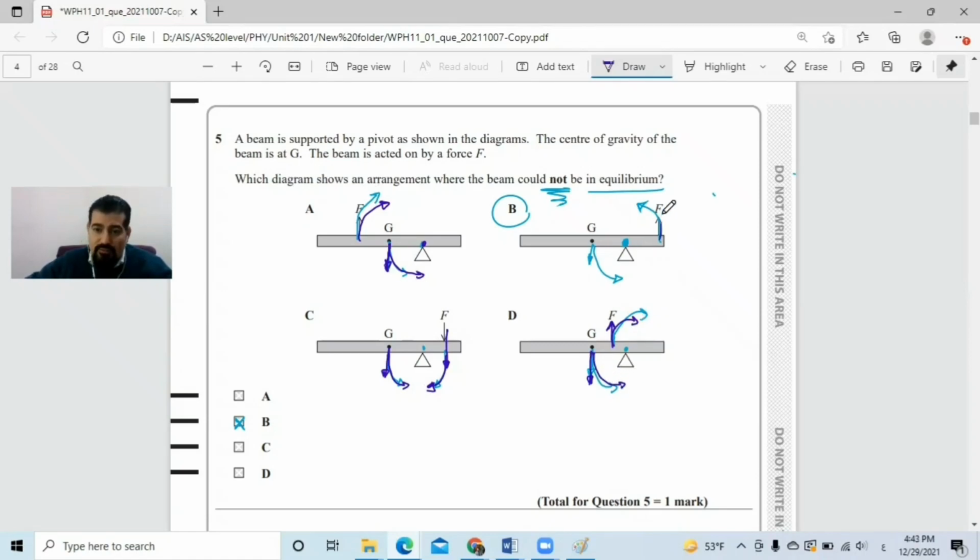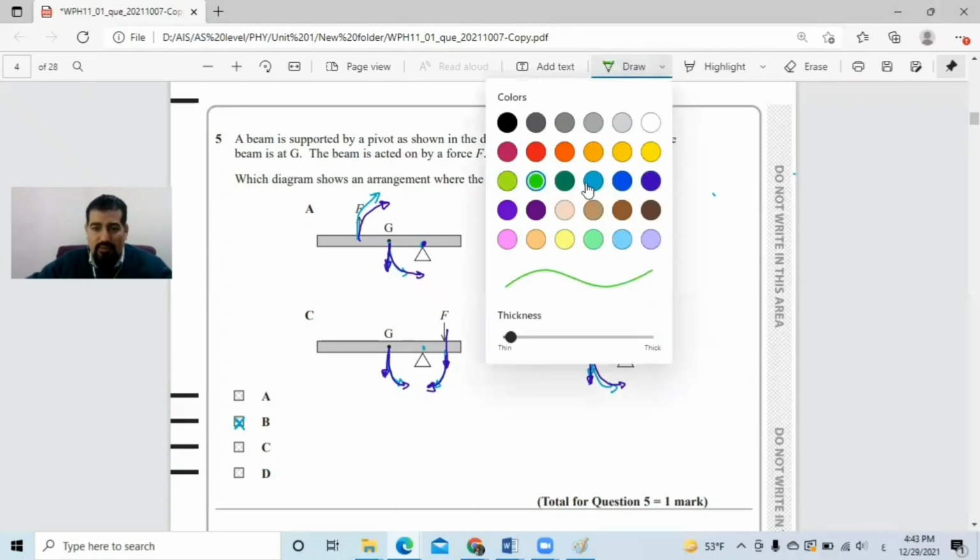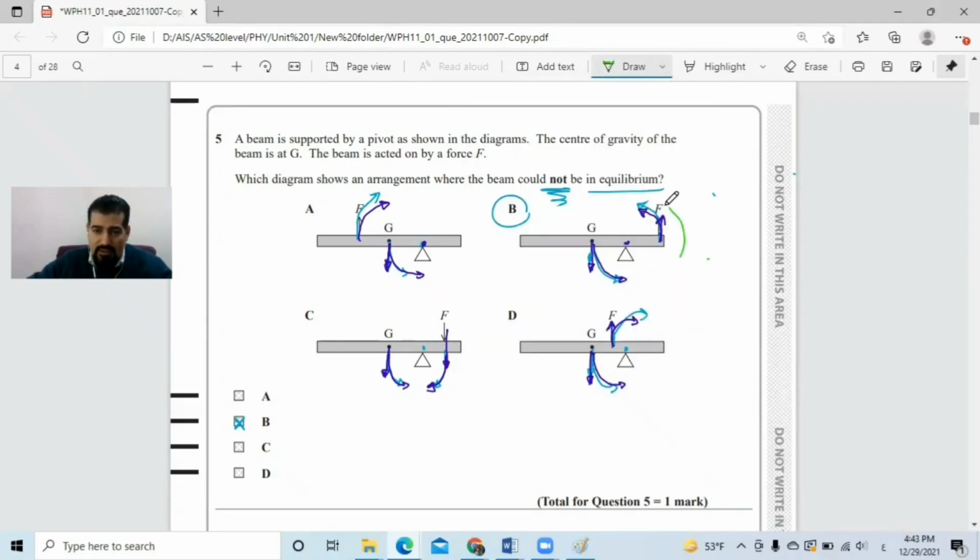But here the force acts vertically up and makes a moment about the pivot in this direction, anti-clockwise, and also the weight of the beam makes a moment about the point of rotation, the pivot, anti-clockwise. Both are acting in the same direction, so they don't cancel out each other. They make the same rotation.